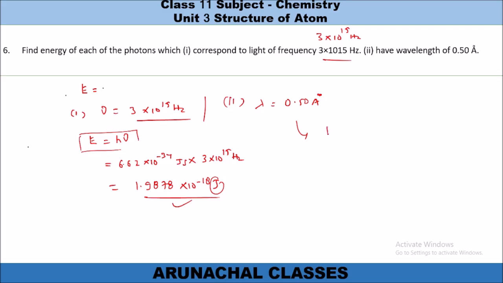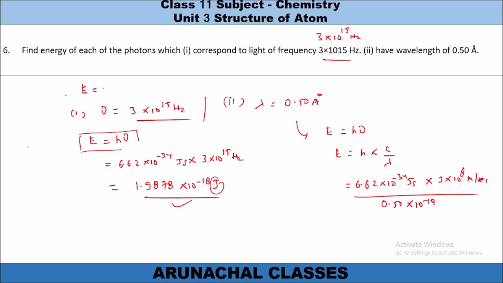Similarly, we can go for the second one. Here we know that E equal to h nu is given. Now E equal to h, the Planck constant, nu is c upon lambda. Now h is given 6.62 into 10 power minus 34 joule second, multiplied with c, that is 3 into 10 power 8 meter per second, divided by lambda, which is in angstrom, so 0.50 into 10 power minus 10 meter.